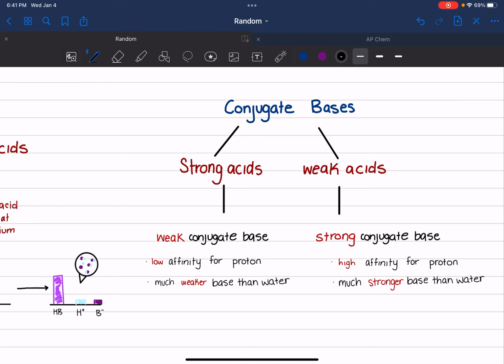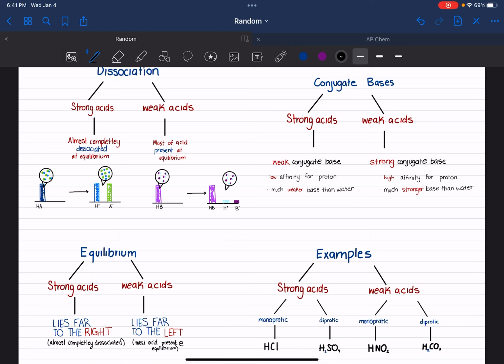Okay, equilibrium. As we can see, equilibrium and dissociation go hand in hand. A strong acid's equilibrium is going to lie far to the right, almost completely dissociated. And we just stated that a strong acid almost completely dissociates. So you see the connection, right?